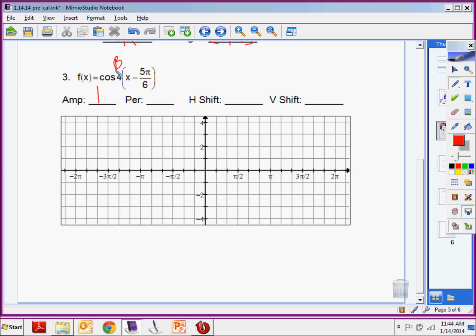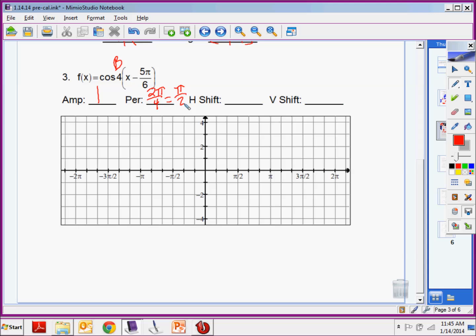So the only number that can be invisible when you're multiplying is 1. The number that's invisible when you're adding is what? 0. Alright, so I'm going to put 2 pi over 4. And that gives me that my period is pi over 2. I can multiply and reduce, guys. Alright, pi over 2.